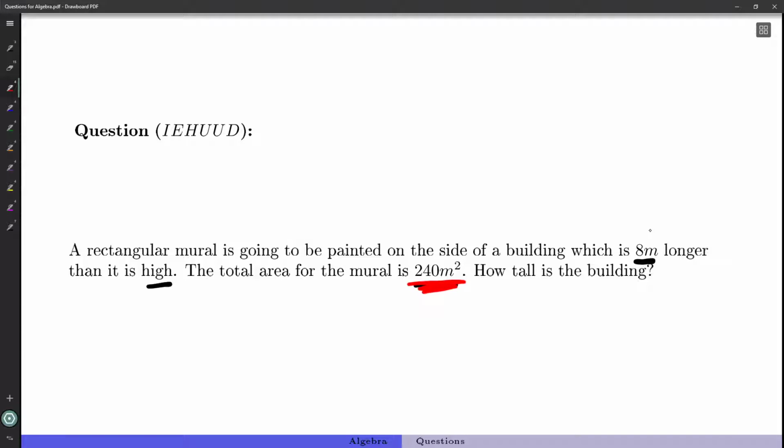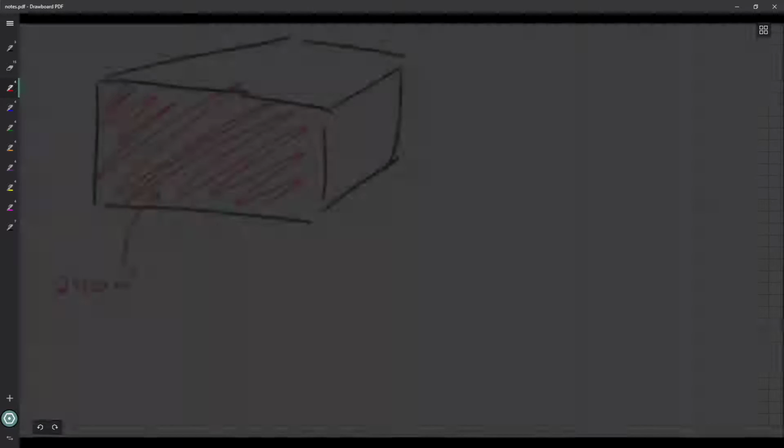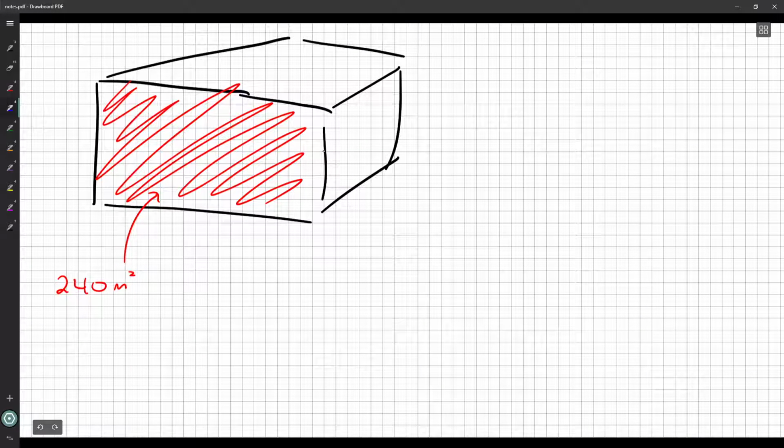Well, we are talking a bit about the dimensions. It's 8 meters longer than it is high, and we do want to know how high the building is, how tall it is. So we should probably talk about the dimensions of the building. Maybe you can say h for height, or for how tall it is. And that's going to be one side of the rectangular mural size. And then there's also the length here, the length of the building.